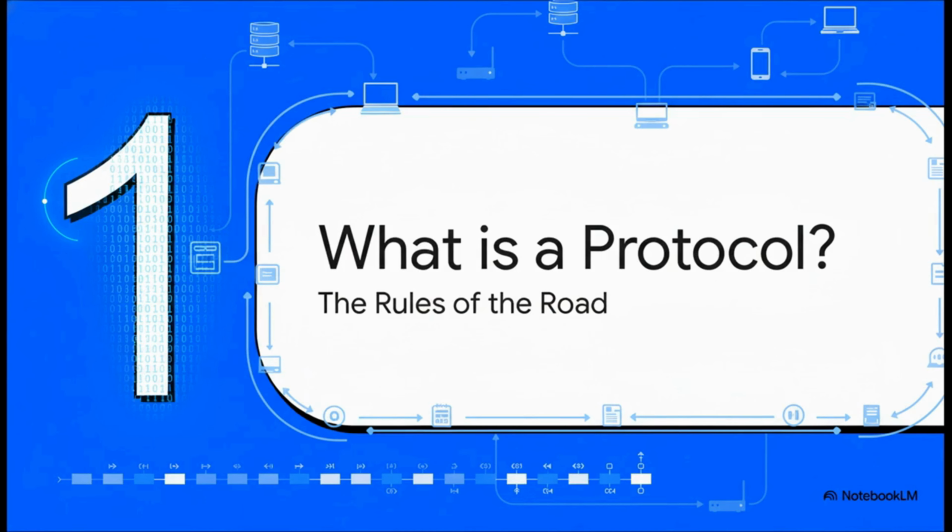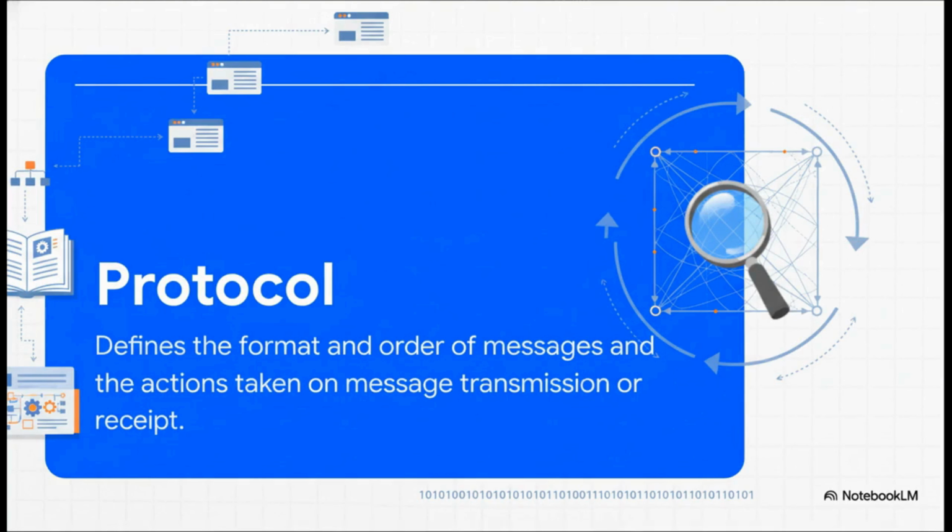So all of this brings us to the official name for these rules of engagement. In the world of networking, these scripts are called protocols. You can think of them as the official rules of the road for all the data zipping across the internet. So what is a protocol, exactly? Well, according to the source material, it's pretty much the complete instruction manual for a digital conversation. It lays out what the messages have to look like, the exact order they have to be sent in, and what each computer is supposed to do when it sends or gets a message.